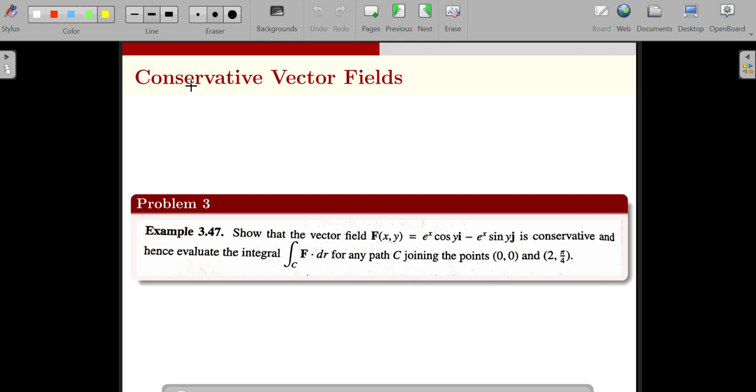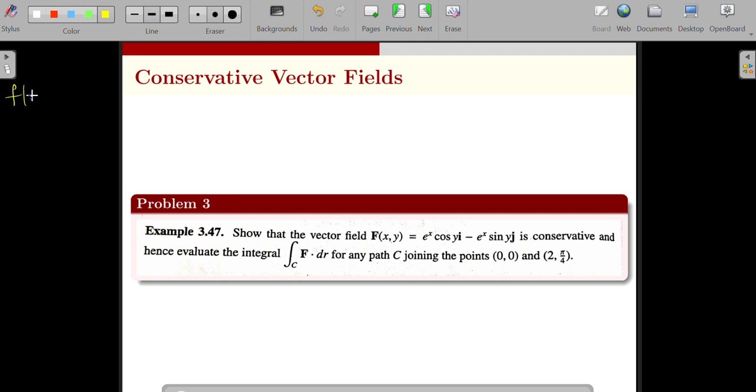In this particular problem, it is asked to show that the vector field f of xy given by e raised to x cos y i minus e raised to x sin y j is conservative, and hence evaluate the line integral over c of f dot dr for any path c joining the points 0, 0 and 2 pi by 4. So just like the previous problem, we have to first of all show that this particular vector field is a conservative vector field. Since this is a two-dimensional vector field, we need only prove that dou f by dou y will be equal to dou g by dou x by the conservative field test.